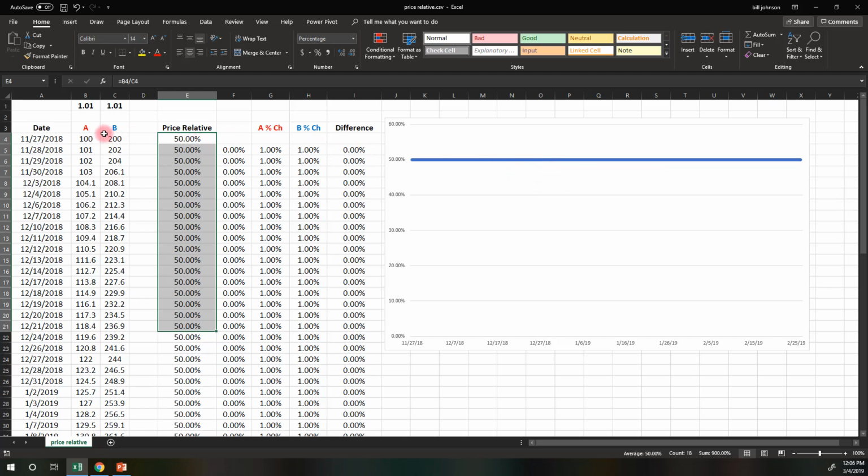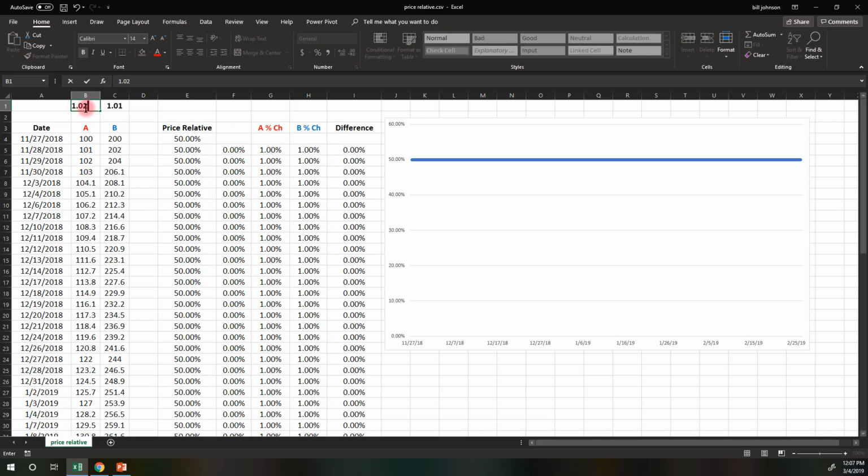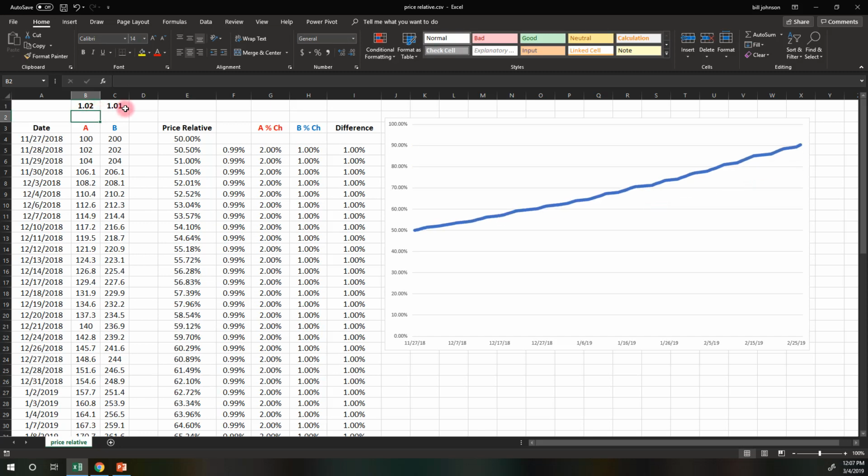Well, now let's change it up. Let's say that stock A rises by 2% per day, so we'll make this 1.02. We'll let B rise by the same 1% per day. So again, notice that the price of A is rising every day, and the price of B is rising every day. Both stocks are rising, but A is rising at a faster rate than B. And so notice what it does to our price relatives. These numbers are increasing. And because these numbers are increasing, we're going to get an increasing line on our graph.